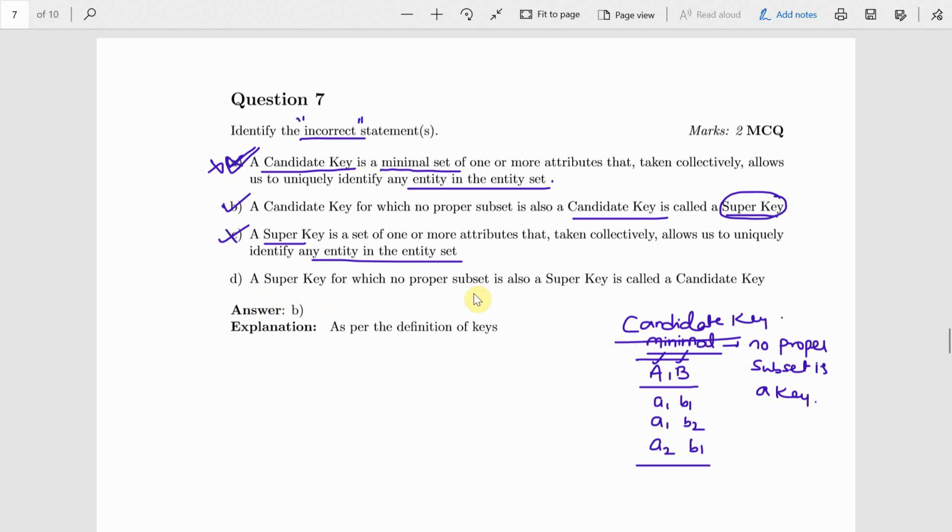A super key for which no proper subset is also a super key is called a candidate key. Here you should understand a point: every candidate key is also a super key. AB is a candidate key, and the proper subsets A or B are not super keys, because neither A is a key nor B is a key, so we call it a candidate key. So option D is also a correct statement, but the question asks for the incorrect one, so option D is false.